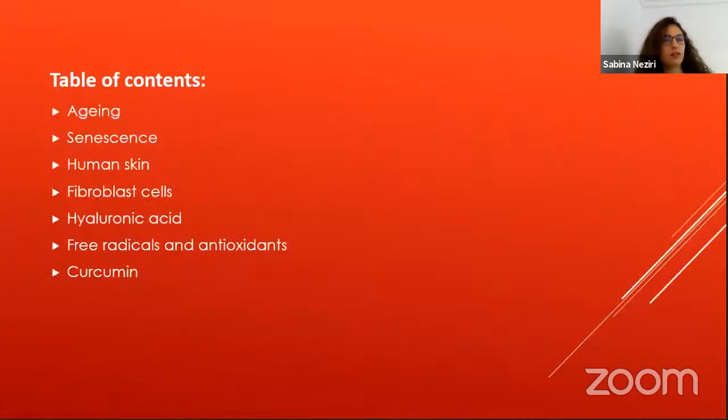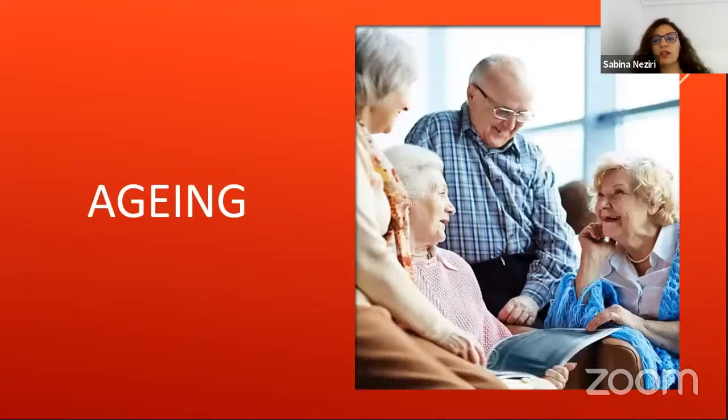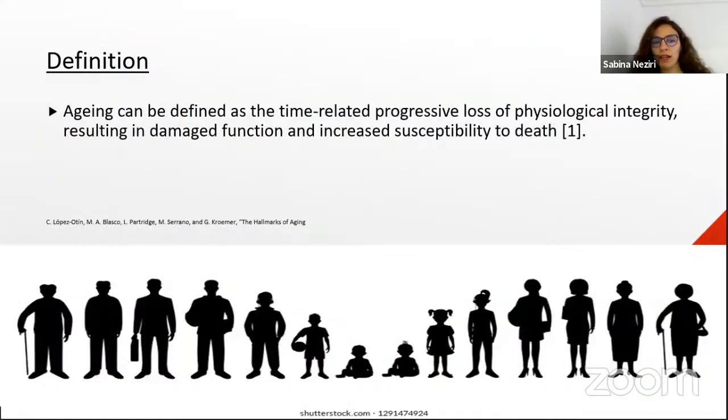In the table of contents, I will be talking about aging, senescence, human skin, fibroblast cells, hyaluronic acid, free radicals and antioxidants, and curcumin. Aging. Biologically speaking, aging can be defined as time-related progressive loss of physiological integrity resulting in damaged function and increased susceptibility to death.